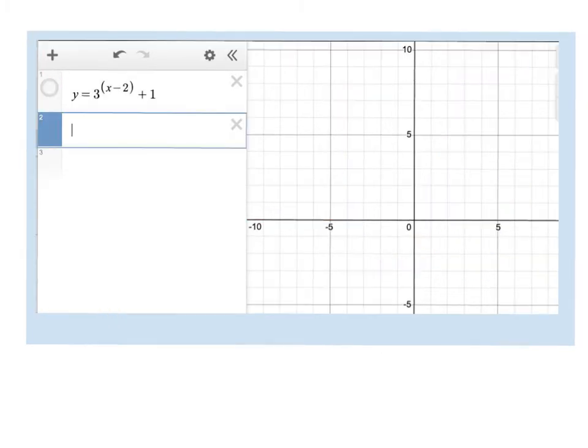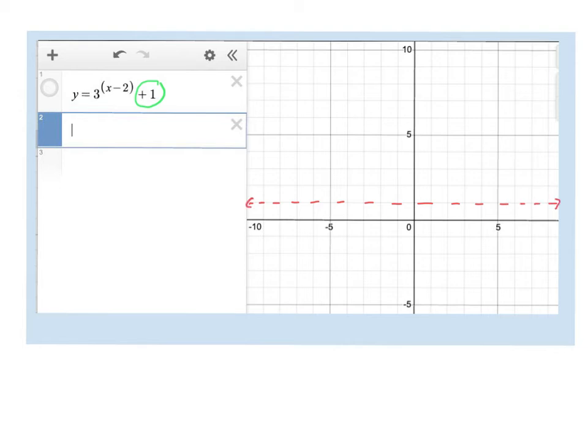Okay, now I'm going to do a graph kind of from scratch without having it already on there so you can see what we're doing. The first thing I'm going to want to do is find my asymptote. In this case, since it's +1 for k, that means my asymptote is at y = 1. So I'm just going to draw that in here. It's going to look something like that.